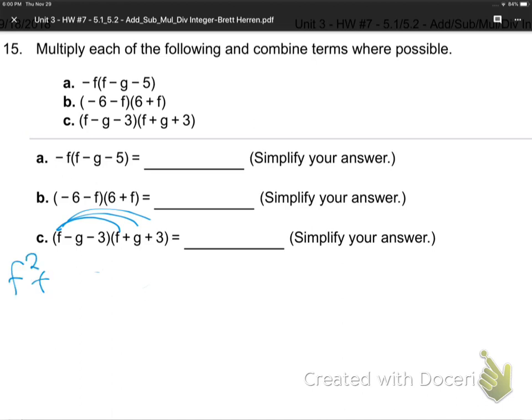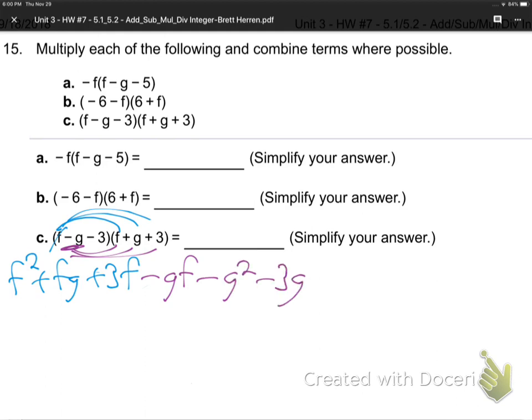F squared plus fg plus 3f. He's done. Next comes the minus g. Remember, that minus is on the g wherever he may go. Minus gf, or fg, doesn't matter what order. Minus g squared minus 3g. And finally, the minus 3 is going to go to all three. Minus 3f, minus 3g, and minus 9. 3 times 3, 9. So we got, what is that, 9 terms.